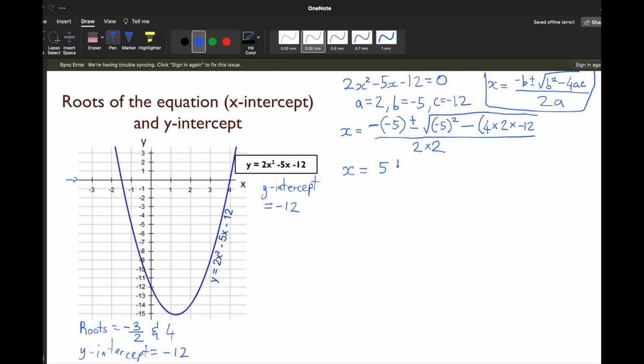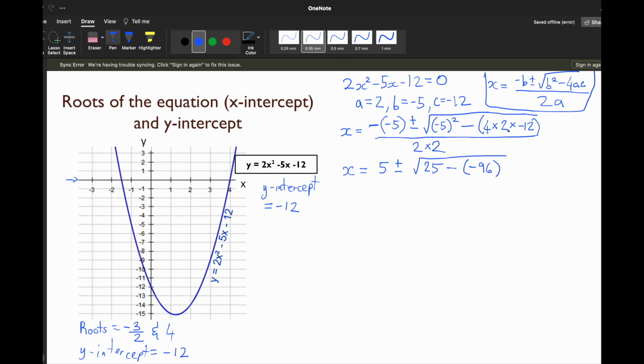So now we go again, plus, minus, now the square root of negative 5 squared, which is 25. Negative 5 times negative 5 is 25. And then now we're subtracting 4 times 2. So 4 times 2 is positive 8. And then we're multiplying that by negative 12, which gives us negative 121. I mean, negative 96, sorry.